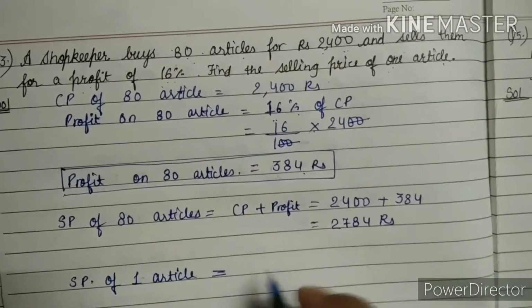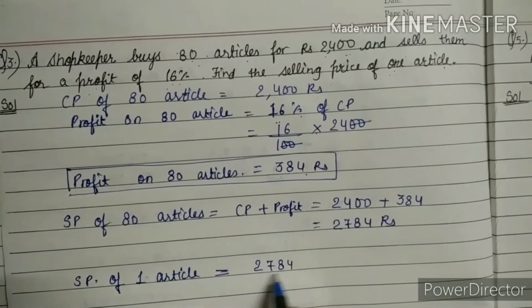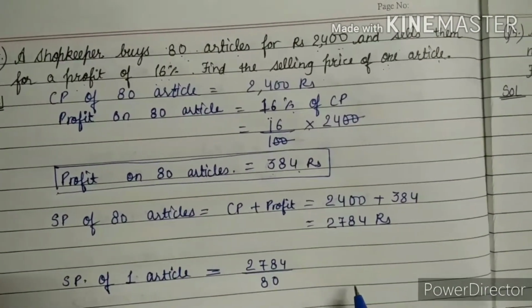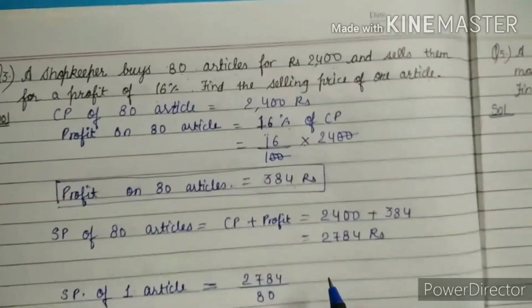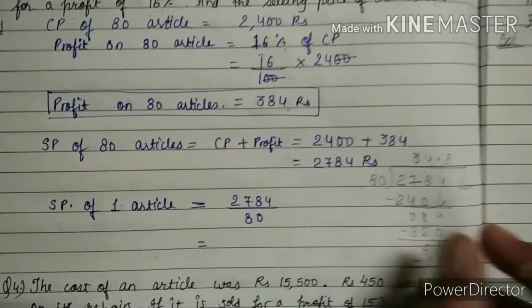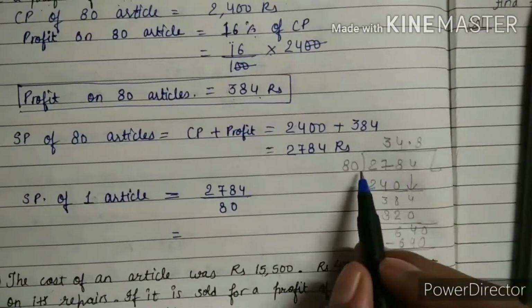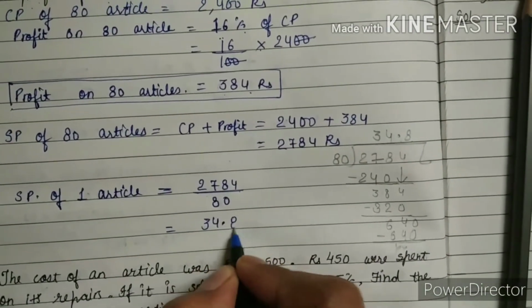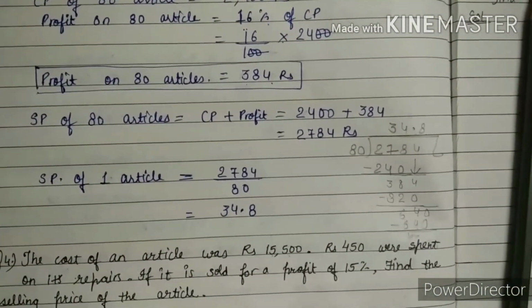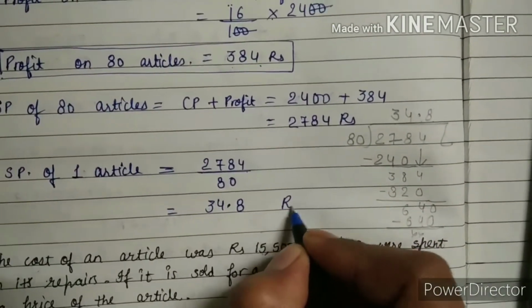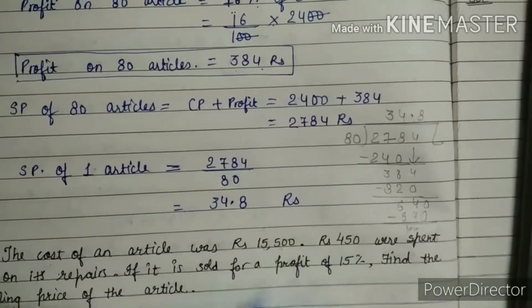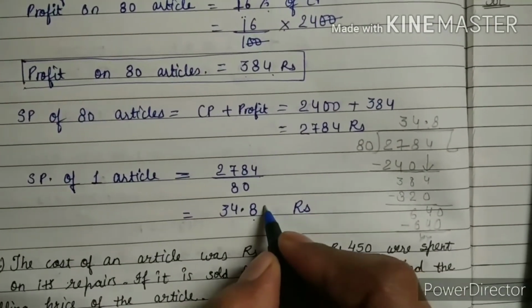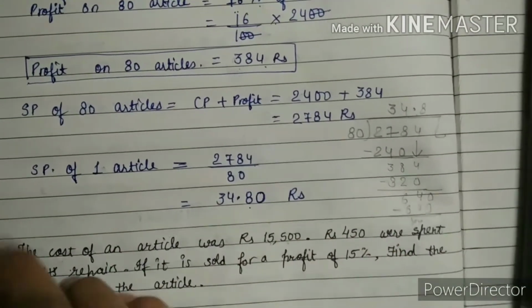The selling price of 80 articles is 2784. Here 80 will go in the division. So when we divide 2784 by 80, you can see here I write the division. We will get 34.8. One thing is there, we have to write it in rupees, and we know in 1 rupee 100 paise is there, but we can see only one digit is there. That's why I am putting here 0.